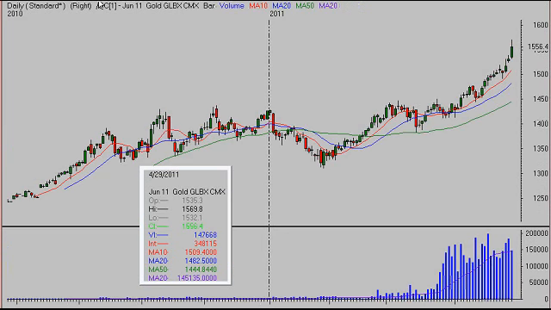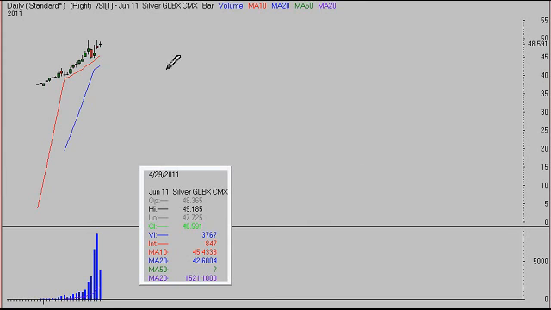Gold was up $31 today, all-time highs in there at 1550 or 1563, I guess. It just jumped right in there, but 32 bucks in gold. Silver was up 42 cents and up.